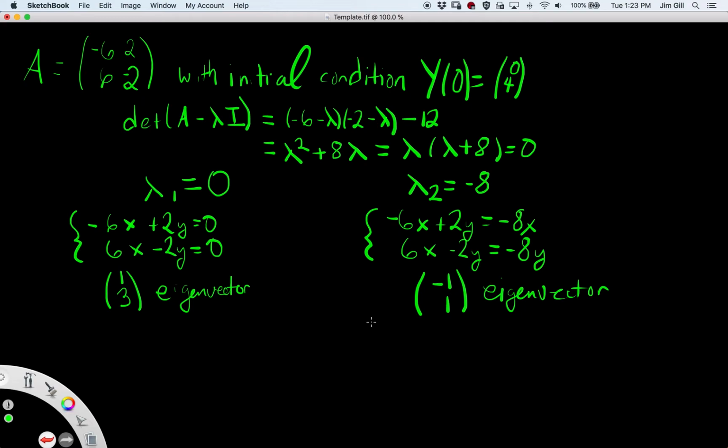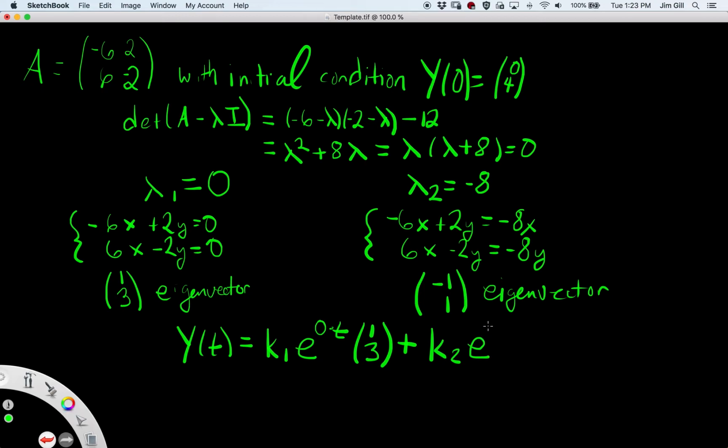So there's our eigenvectors. So now I'm ready to write my general solution. It's going to be equal to some constant, depending on the initial conditions, times the first solution, which is going to be e to the 0 times t, times the eigenvector, 1, 3. And then we're going to add to that some constant k2 times e to the -8t times the eigenvector for this one, -1, 1.